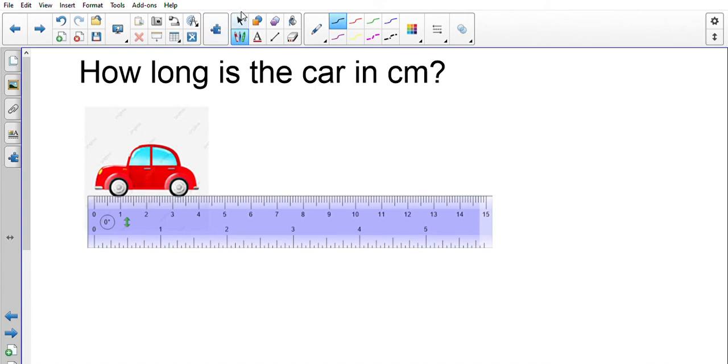How long is this car in centimeters? So I've got my ruler here. Which number do we need to start on when we're using a ruler? Can you remember? Brilliant. We always start on the 0. So the beginning of the car is on the 0, and I'm going to go all the way along to the end of the car, and it stops at number 4. So the car is 4. Now, what do I need to write here? 4 blocks or 4 centimeters? So I do cm. The car is 4 centimeters. Brilliant. It's not really 4 centimeters, but that's what it is on the screen.